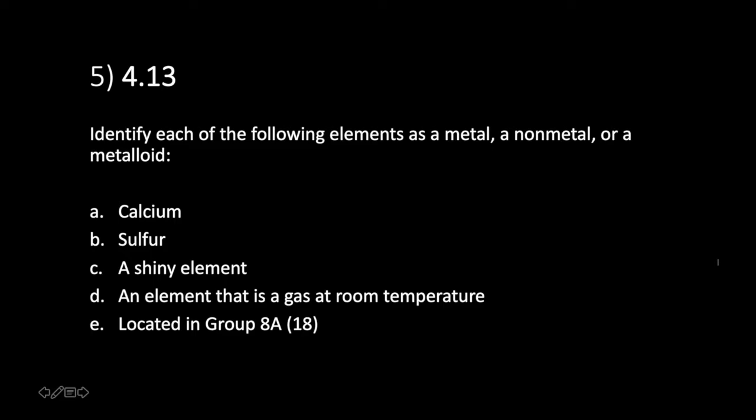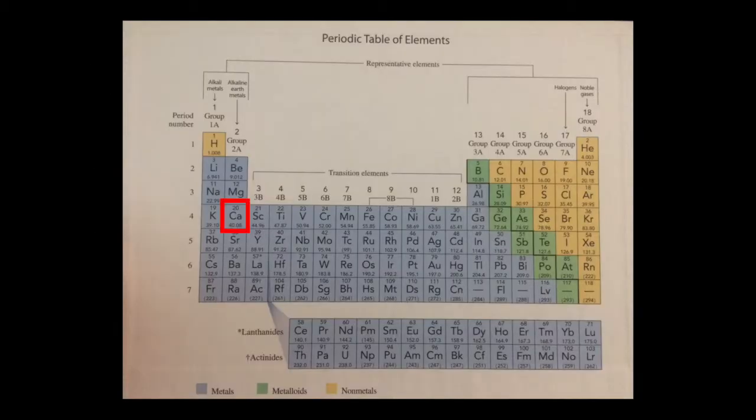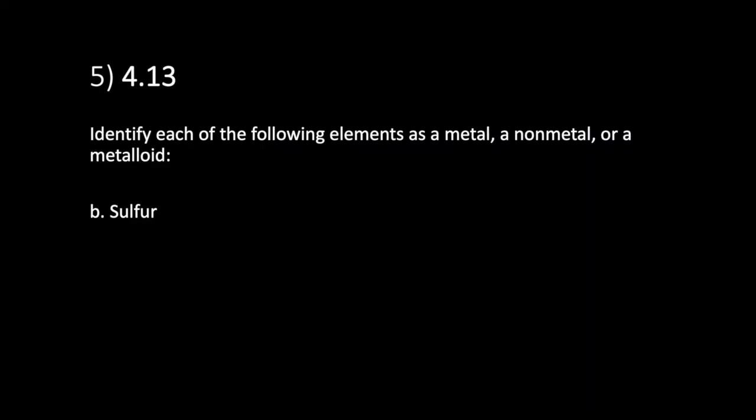Okay, so let's practice identifying metals and nonmetals based on particular elements or descriptions of elements. So first, calcium. You go to the periodic table, you see that calcium is over there on the left side. It's blue, so it is a metal, and it checks off a lot of the boxes. It's shiny, it's a solid, etc. So calcium would be a metal.